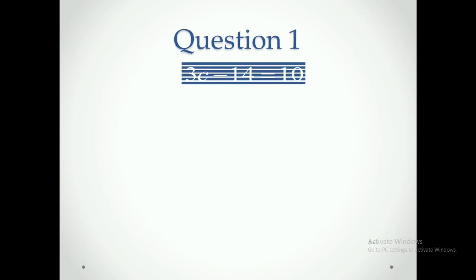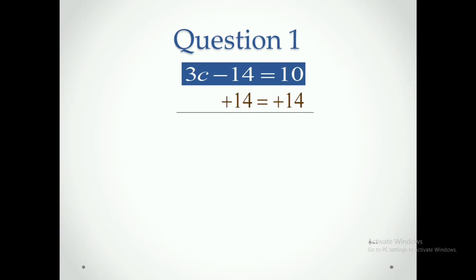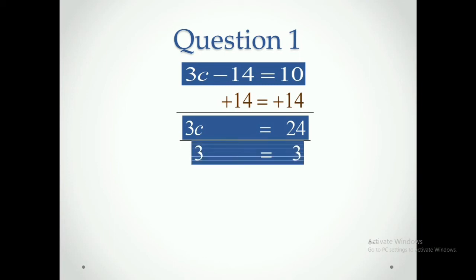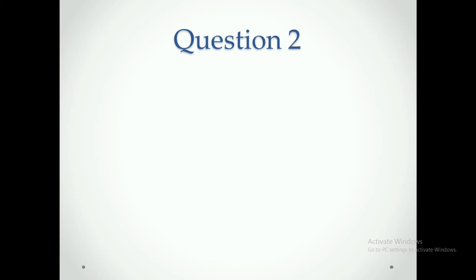Alright, so if you actually try these questions, let's see if you got them correct. So the first one, 3c minus 14 equals 10. So we have to undo that minus 14 by adding 14. Adding 14 to both sides, that will give us 3c equals 24. And then to get c by itself, we have to divide both sides by 3. So c is going to be equal to 24 divided by 3, that's 8.